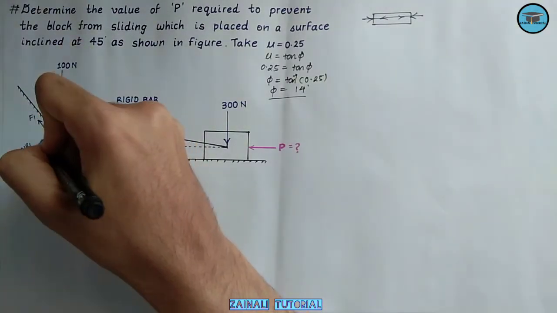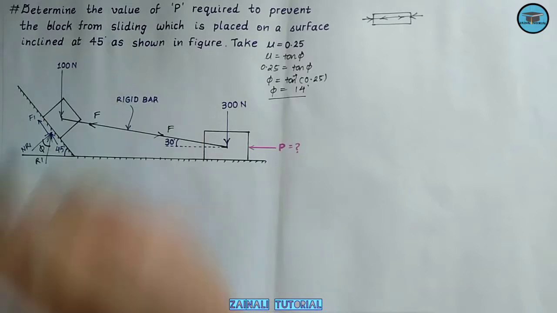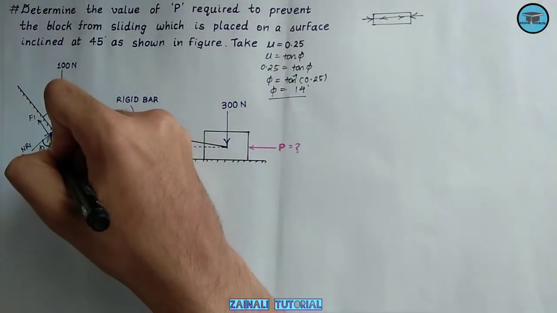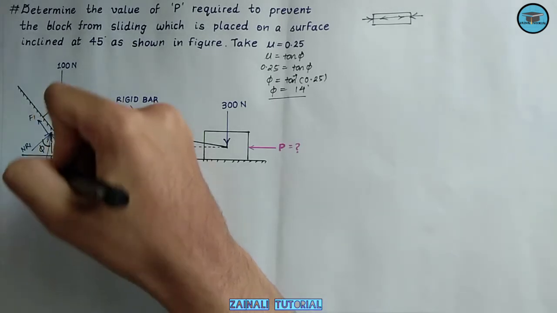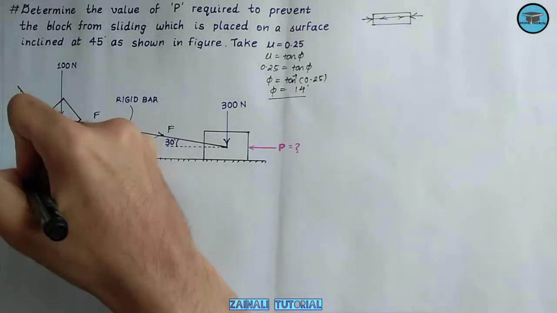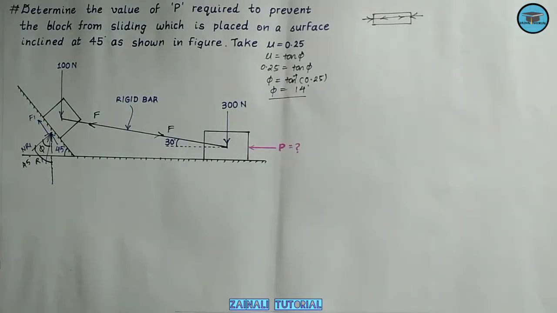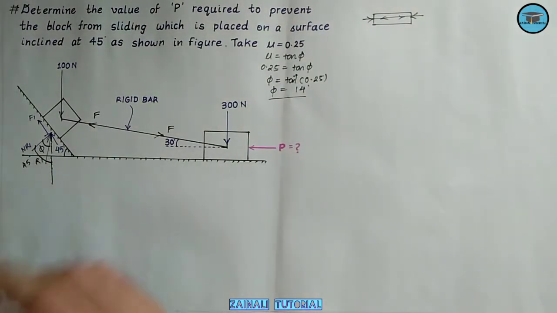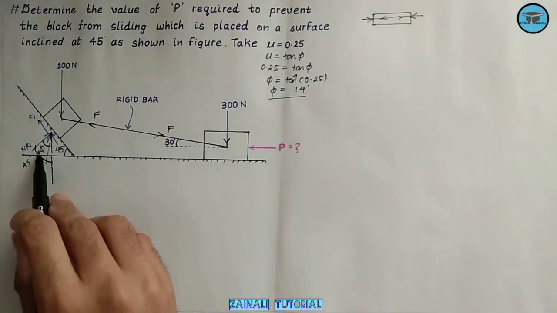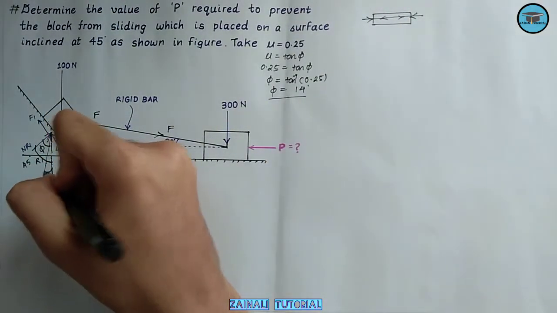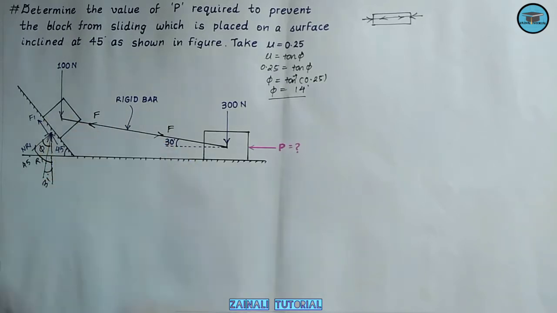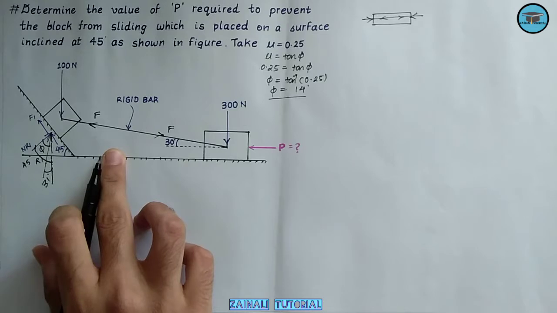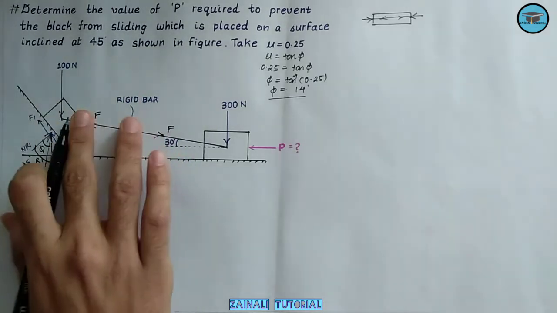So this resultant makes an angle of phi with the normal reaction, as we know, and this angle is 45 degrees. So the angle made with the vertical would also be 45 degrees only. So the angle that the resultant makes with the vertical would be 45 minus phi, that means 45 minus 14, which is equal to 31 degrees. And there is the force F acting in the rigid bar. So we have obtained the free body diagram of this block.